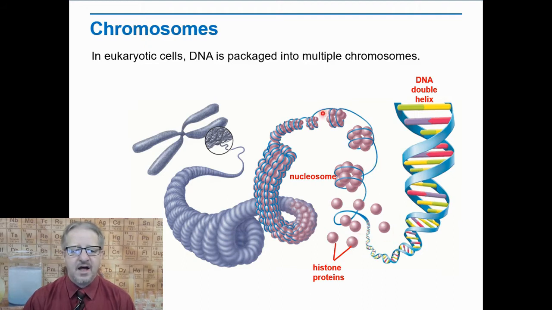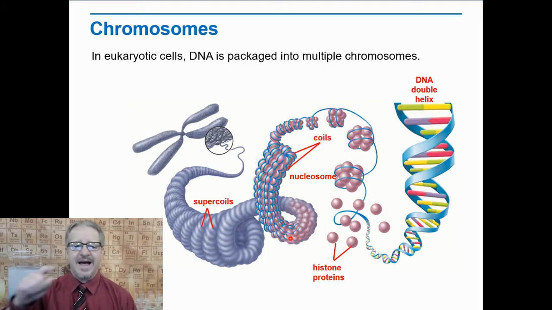Now, once they begin to wrap, they are called coils. So we have these coils. And then the coils actually wrap up as well. So it's like a coil on a coil. And we got these supercoils. That's what we call those.